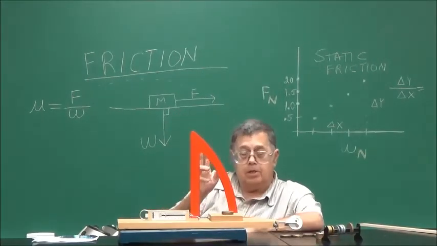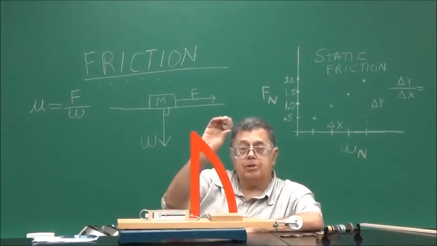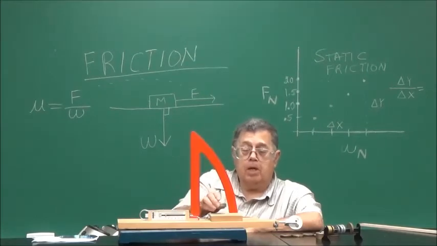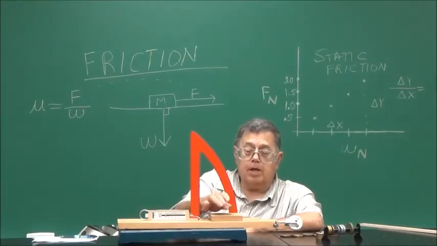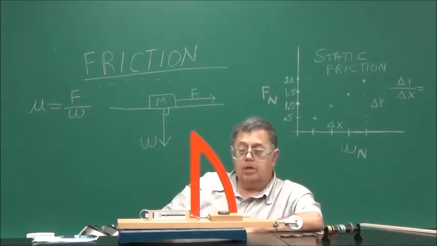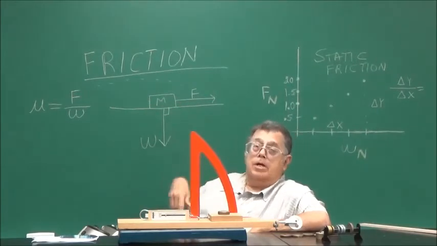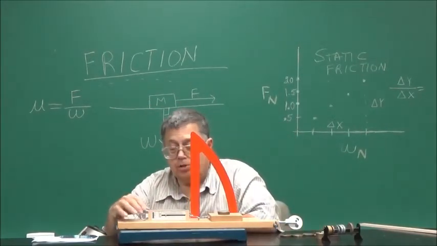So the weight is now the weight of this wood plus the mass of this times little g. The total weight is the weight of the block and the weight of this brass thingy that I have. So that's the force down. Now, how do I get the force sideways? Real simple. I just pull on this and look at the dial.